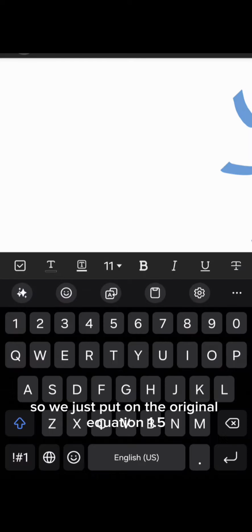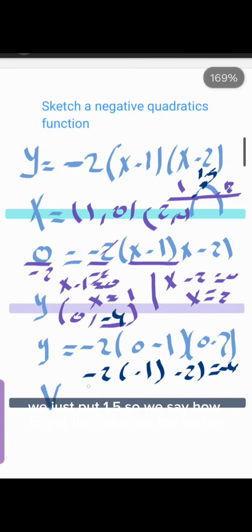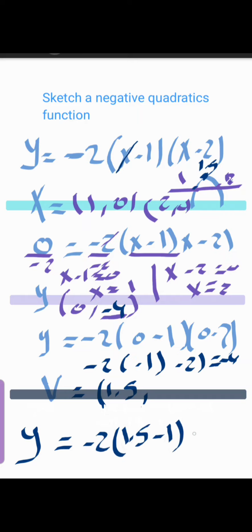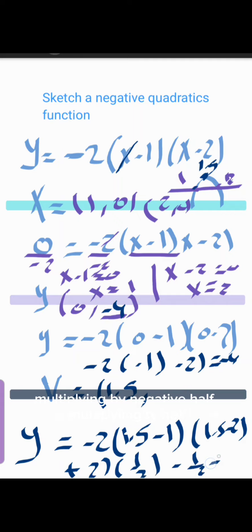So we just put 1.5 into the original equation to get the value of the vertex. We have 1.5 for x, and we're going to get y. So y will be equal to -2 times (1.5 - 1) times (1.5 - 2), which equals -2 multiplying by half, multiplying by negative half, which equals 0.5, or 1 over 2.